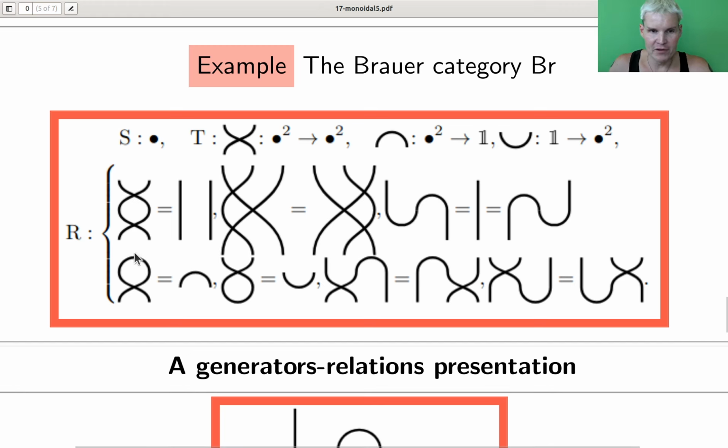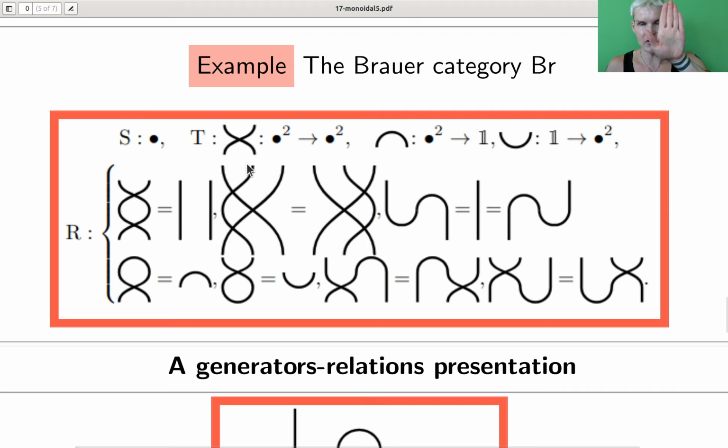So here you have 2 bullets. Here you have 3 bullets, whatever. So this is a morphism from 2 bullets, from bullet squared, to itself. This is a morphism from bullet squared to empty, and this is a morphism from empty to bullet squared. And these are now the generators, and you can stack them together like bricks.